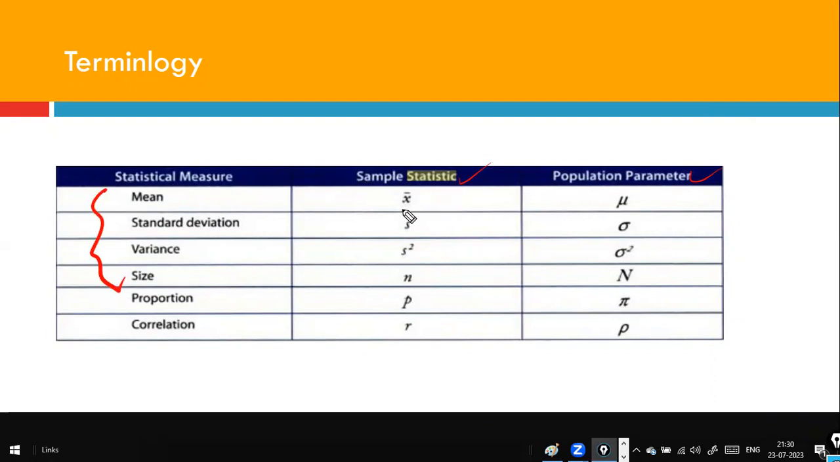All these sample-related measures, mean, standard deviation, variance, and size, use this notation. These are called your statistic, and these are called your parameter. Anything related to population, we call it a parameter. Anything related to sample, we call it a statistic. These are the 4 different types of statistics, and these are the 4 population parameters. If you remember, that is more than sufficient. I hope all of you can remember it, because it's very simple. You have space in your brain.